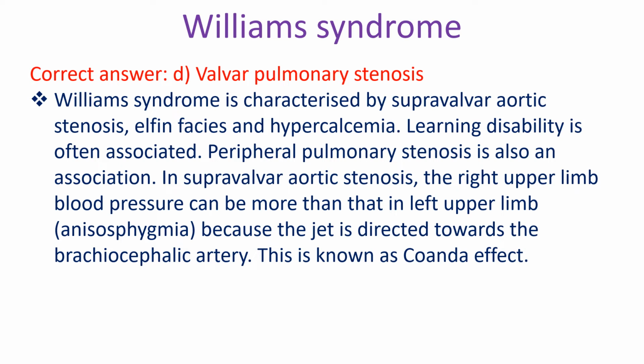Williams syndrome is characterized by supravalvar aortic stenosis, Elfin facies, and hypercalcemia. Learning disability is often associated. Peripheral pulmonary stenosis is also an association. In supravalvar aortic stenosis, the right upper limb blood pressure can be more than that in the left upper limb because the jet is directed towards the brachiocephalic artery. This is known as Coanda effect.